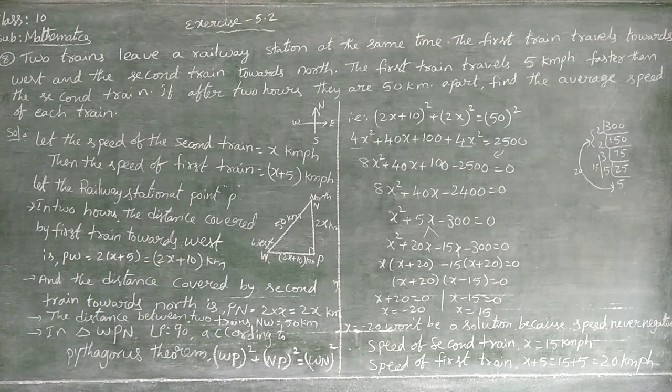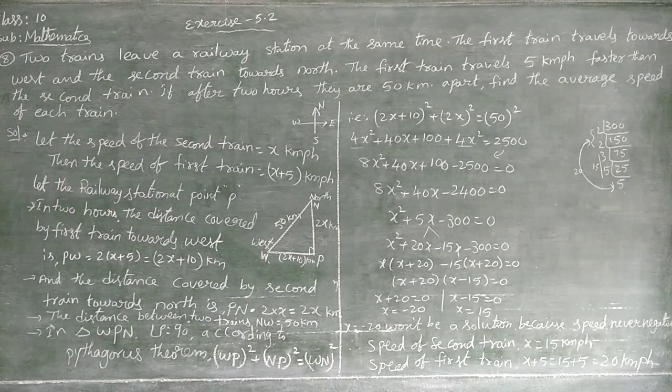What is the distance? Speed into time. Speed is x plus 5. Time is 2 hours. So 2 of x plus 5 is equal to 2x plus 10 kilometers. In the same way, the distance covered by the second train towards the north, that is PN, is equal to time into speed, 2 into x, that is equal to 2x kilometers.